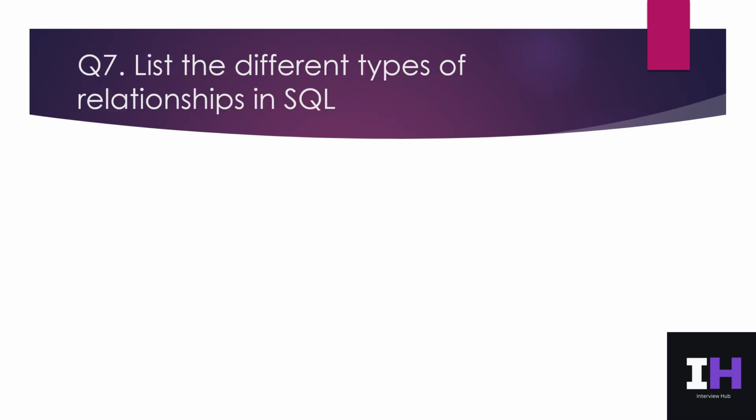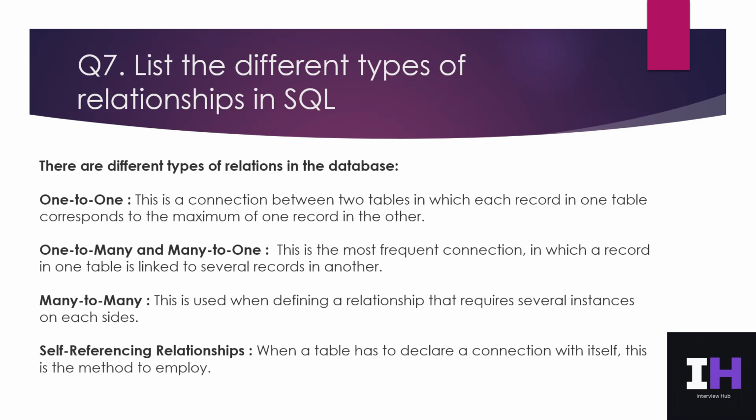Q7. List the different types of relationships in SQL. There are different types of relations in the database. One-to-one. This is a connection between two tables in which each record in one table corresponds to the maximum of one record in the other. One-to-many and many-to-one. This is the most frequent connection, in which a record in one table is linked to several records in another.